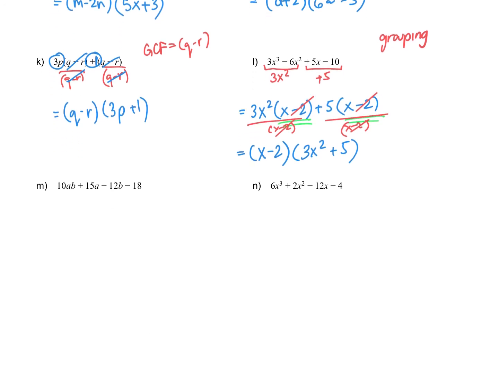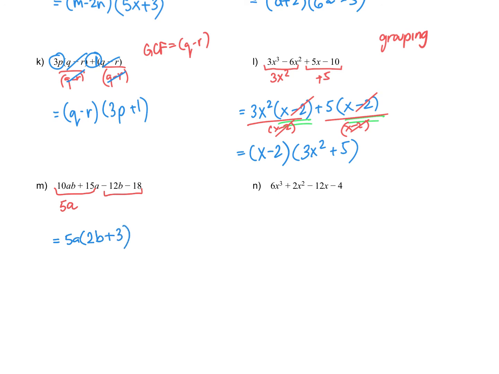Okay, let's go to the next one. I look at them. There are no common variables for all 4 terms. 10, 15, 12, 18, all 4 coefficients do not have something in common. So I will pair them up. Between 10 and 15, I have 5. They both have an A, they don't both have a B. So 10AB divided by 5A is 2B. 15A divided by 5A is 3.